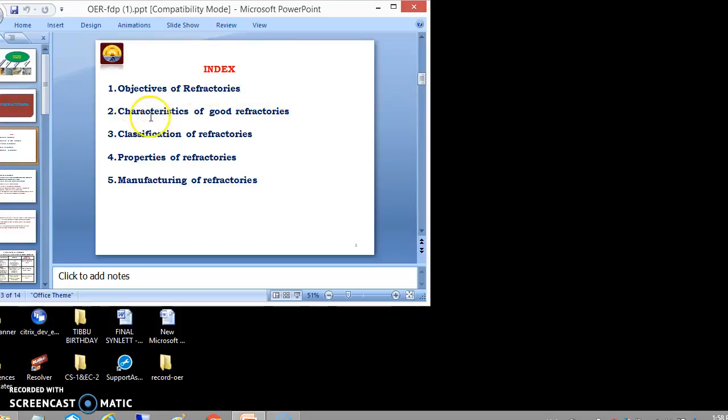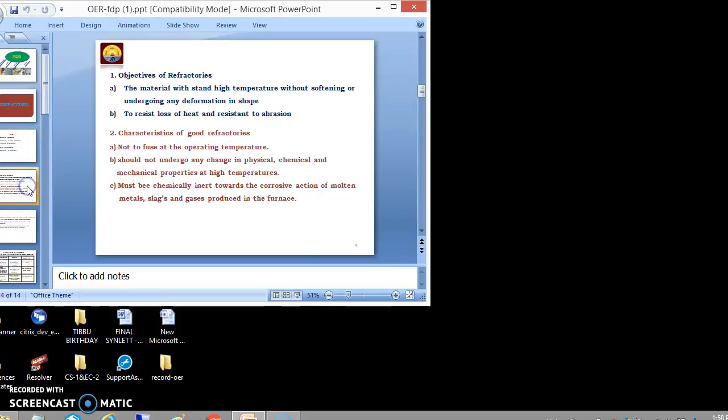Objectives of refractories, characteristics of a good refractory, classification of refractories, properties of refractories, manufacturing of refractories. So the next slide is, what are the objectives of refractories? The material withstands high temperature without softening or undergoing any deformation in shape, resists loss of heat, and is resistant to abrasion.